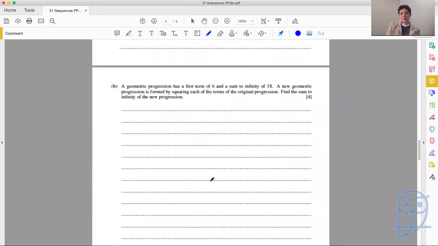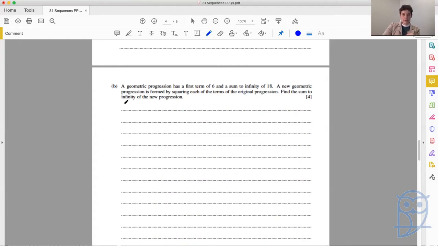A geometric progression has a first term of 6 and a sum to infinity of 18. A new geometric progression is formed by squaring each of the terms of the original progression. Find the sum to infinity of the new progression. So again, closely related, just a little bit twisted.